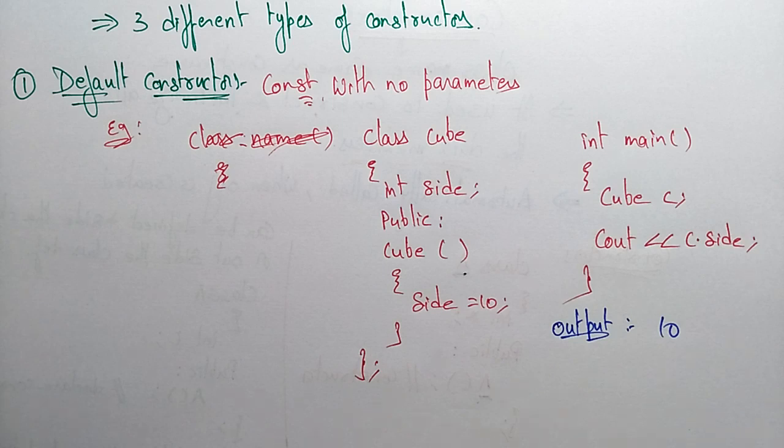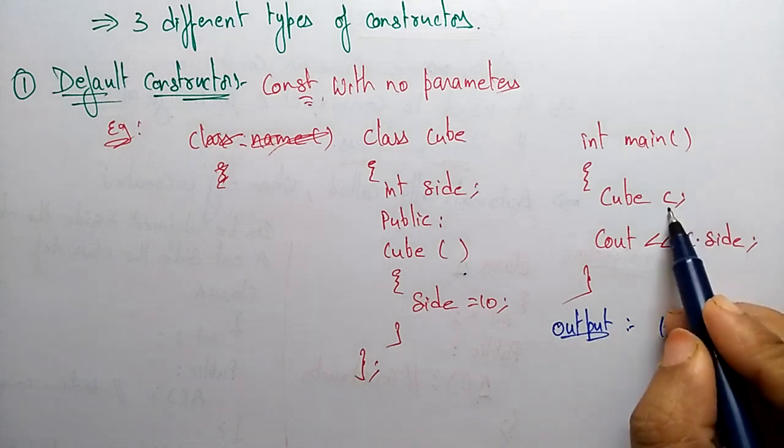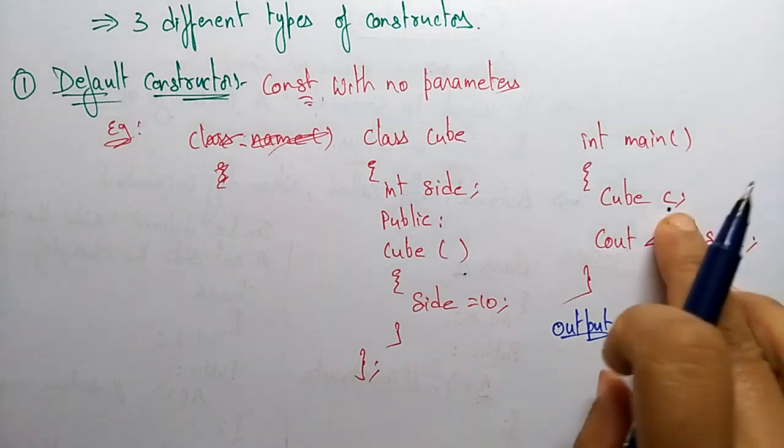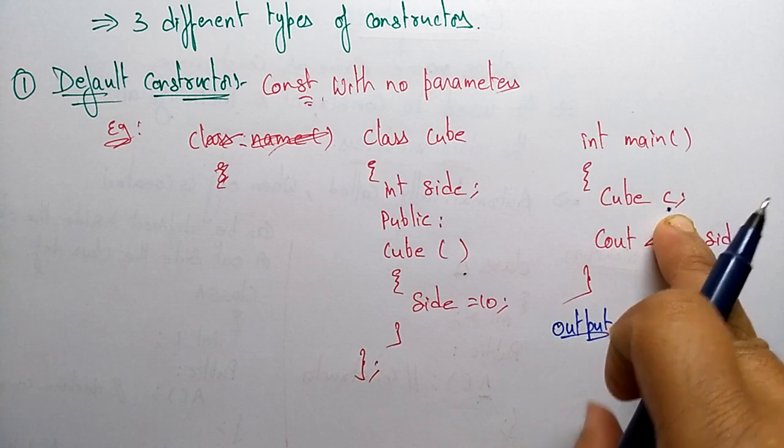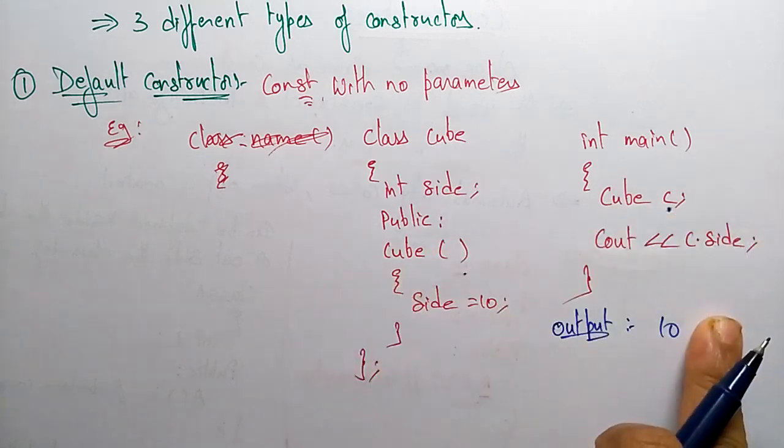In this case, as soon as the object is created, the constructor is called, which initializes its data member. So by default, whenever the object is created, the constructor is called.